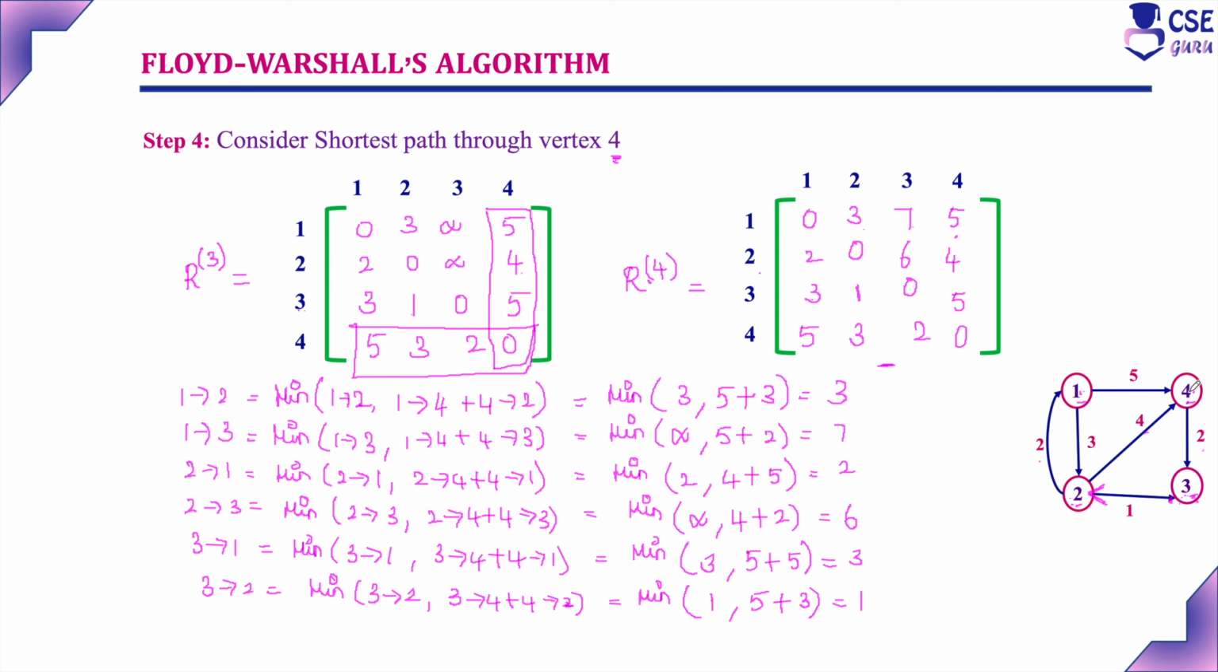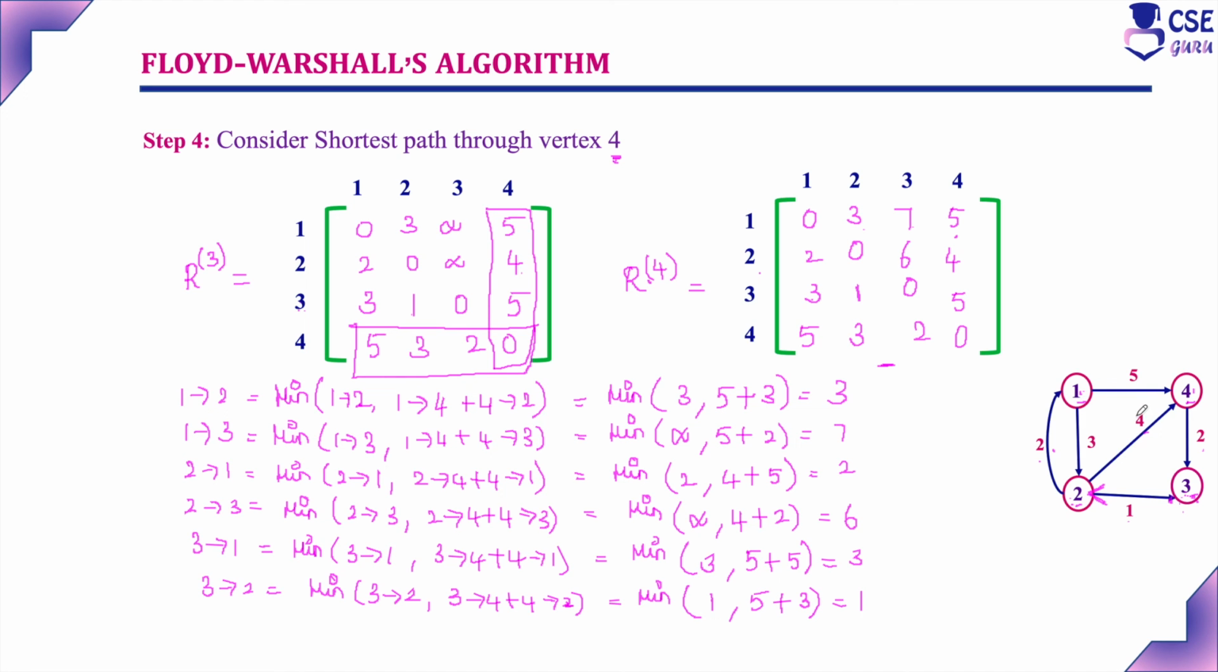Similarly, 4 to 1, there is no directed path. So we need to consider 4 to 3, 3 to 2 and 2 to 1. 2 plus 1 plus 2, it is 5. And 4 to 2, there is no directed path. We need to consider through vertex 3. So distance is 2 plus 1, it is 3. And 4 to 3, there is a directed path, its distance is 2. So this is the shortest path from each vertex to all other vertices.